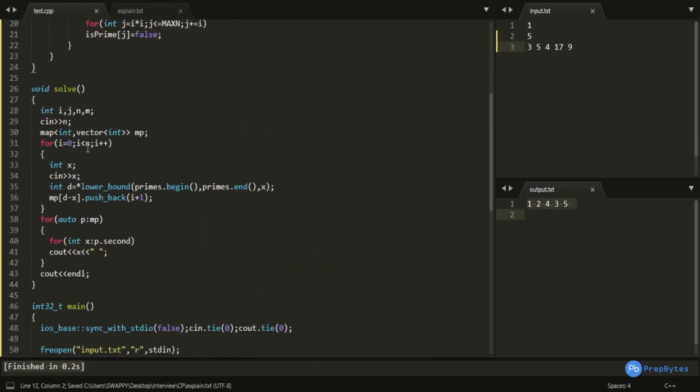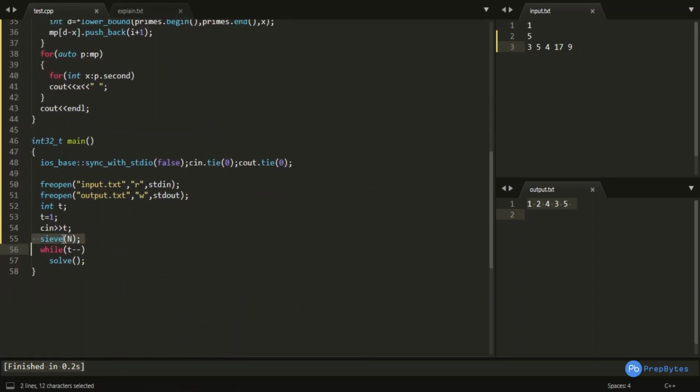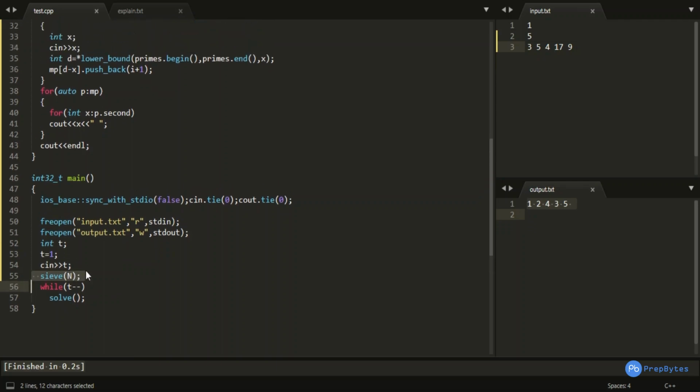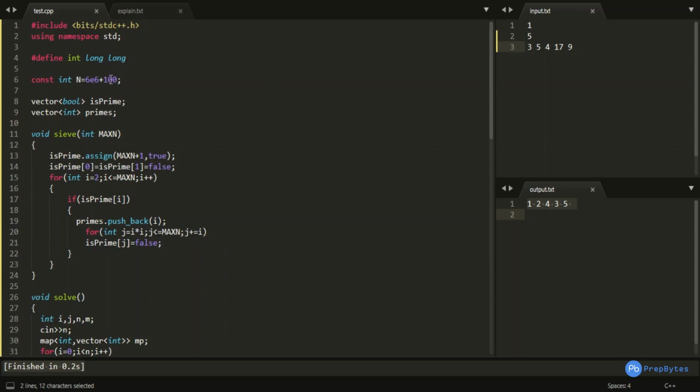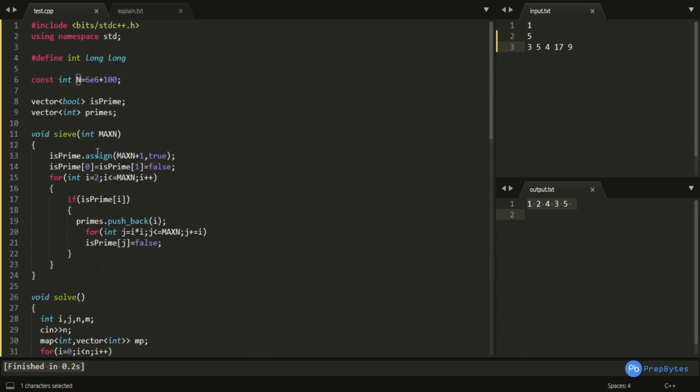Yeah, you can see that I have made the map. Basically, first of all, there is this test case count t, and I am applying the sieve operation before going to while t minus minus, which is for each and every test case. So this is the pre-computation part, right? Now I am pre-computing all the prime numbers till n. And what is n? 6 into 10 power 6 plus 100. And this is the sieve operation, which is calculating all the prime numbers till this max n, and max n is nothing but n, which is passed to the sieve function over here, right? So this sieve function is calculating all the primes till this value.